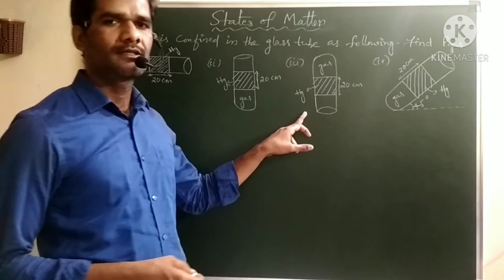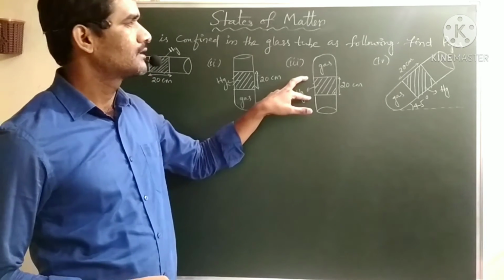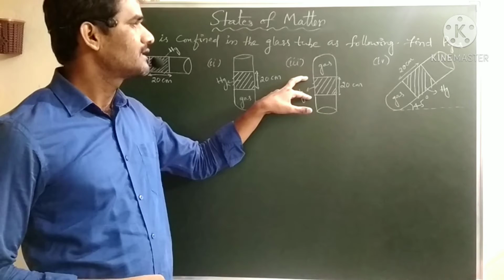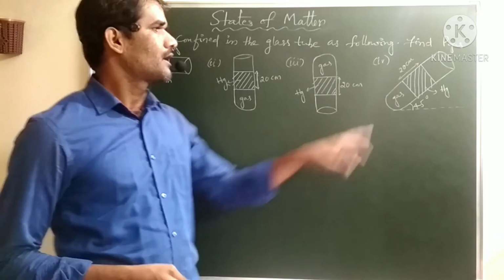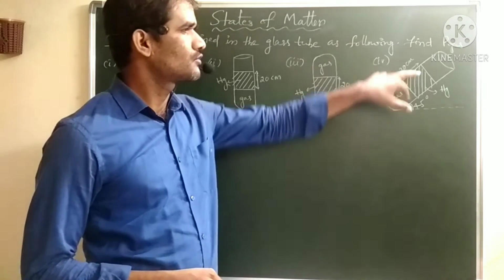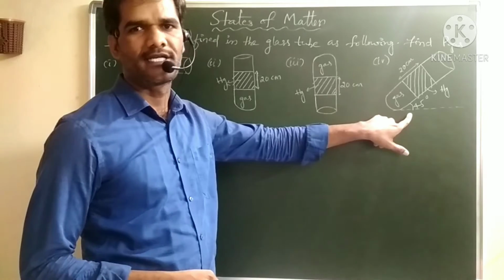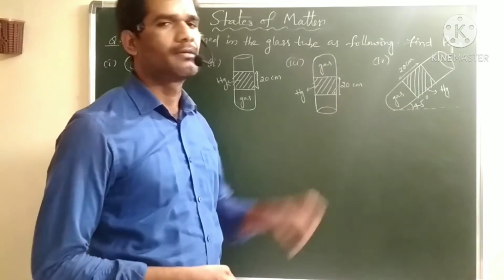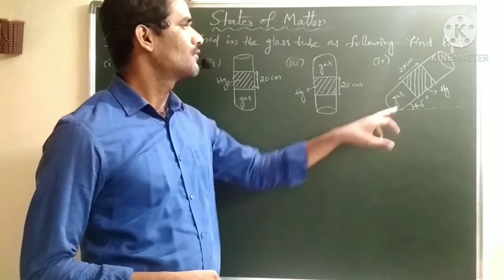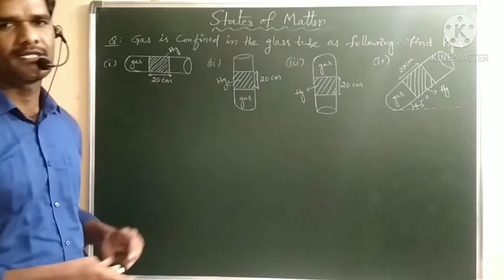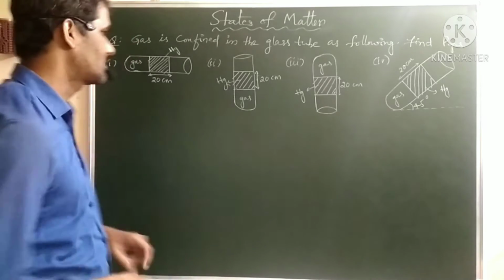In the third case, the glass tube is now inverted, again the mercury length is 20 centimeters, and the gas is confined here. And in the fourth case, the glass tube is slightly tilted at an angle of 45 degrees. Again the mercury column length is 20 centimeters. Then what is the pressure of the gas in these four cases? We will see them one by one.